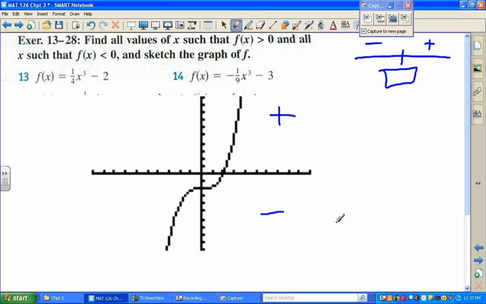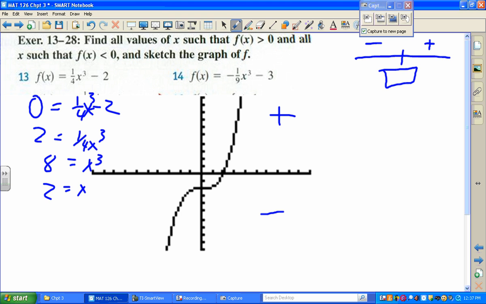I told you didn't need the calculator. You could have set this equal to 0, solved it, and come up with the answer 2 equals 1/4 x cubed equals 8, x equals 2. So either way, you could have come up with it.